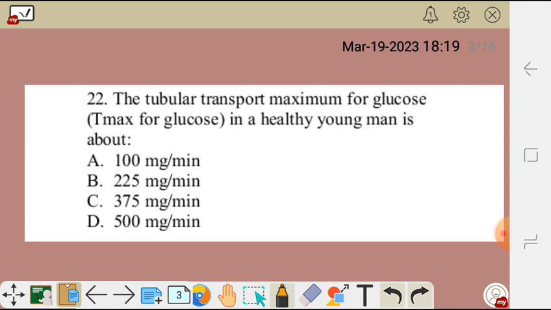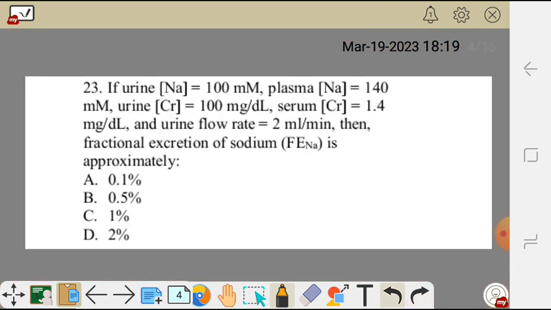So we move on to question 23. Question 23 reads, if urine sodium concentration is equal to 100 millimolar and plasma sodium is 140 millimolar, urine creatinine concentration is 100 milligrams per deciliter, and serum creatinine is 1.4 milligrams per deciliter, and urine flow rate is 2 mL per minute, then fractional excretion of sodium is approximately A, 0.1%, B, 0.5%, C, 1%, and D, 2%.